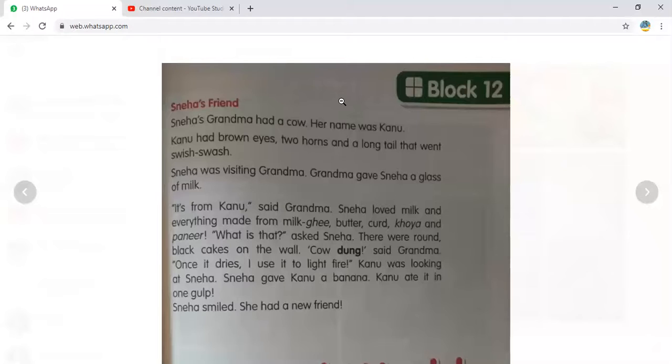What is the cow's name here? Kanu. Kanu is the cow's name. Kanu had brown eyes. Brown color eyes, two horns, and a long tail. So a long tail that went swish swish. So what does the cow have? Brown color eyes, two horns and a long tail.